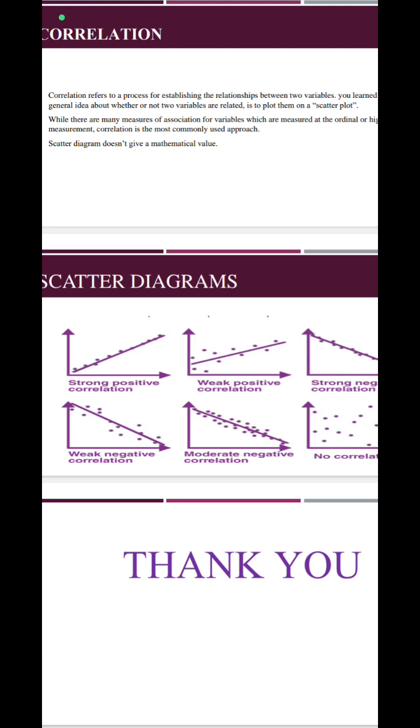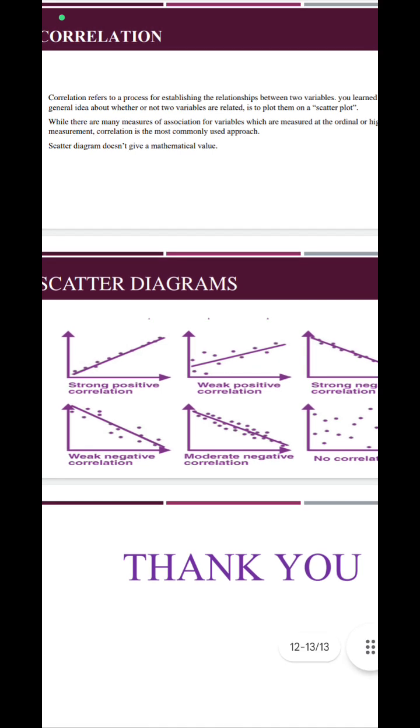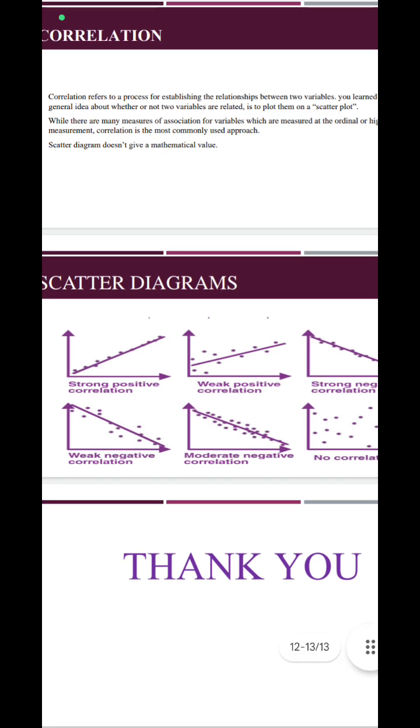The strong positive correlation gives a line going upward along the x and y axes. It doesn't come back down. As it is a positive correlation, it goes up. And the weak positive correlation, that is, the dots are scattered and it rises along the y axis.